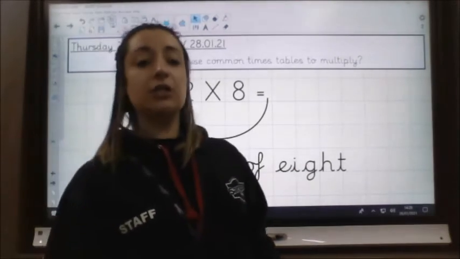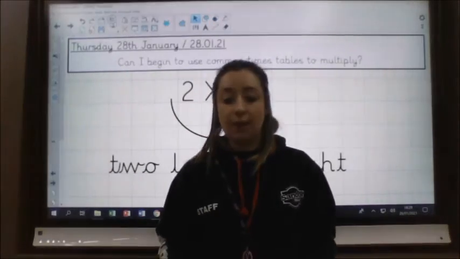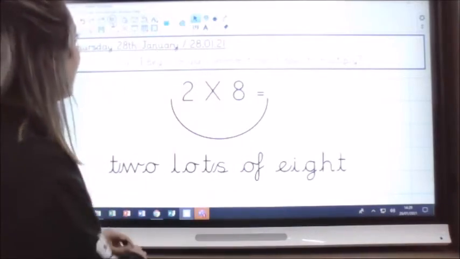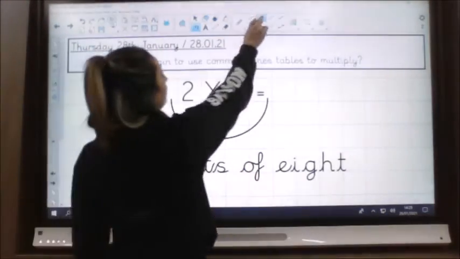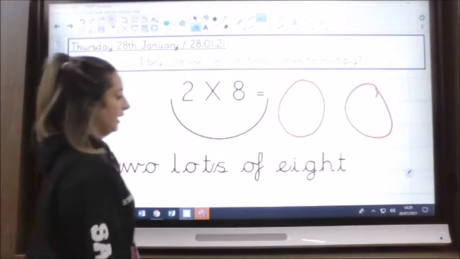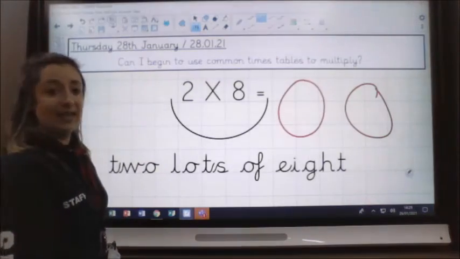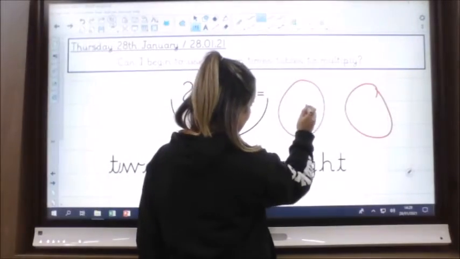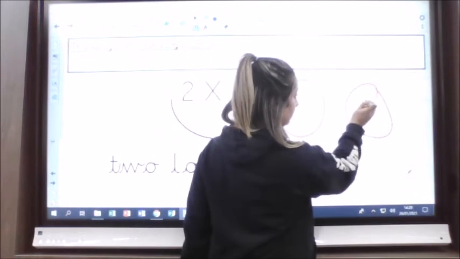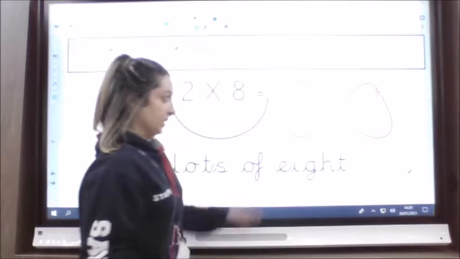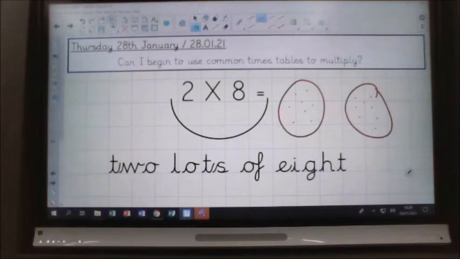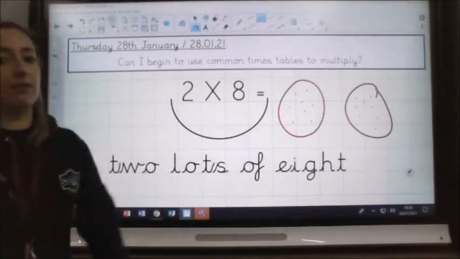Now, if you were a little bit unsure with your times tables, then what you can do is draw them out. So it's 2 lots, 2 groups of 8. I've got 2 lots of 8, so there's 8 in each of my circles. So 1, 2, 3, 4, 5, 6, 7, 8. 1, 2, 3, 4, 5, 6, 7, 8. So I've got 2 lots of 8. You can see on the board there are 2 groups with 8 in each. So I need to know what the total of that is all together.